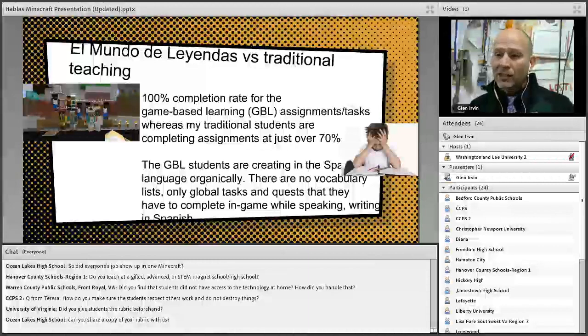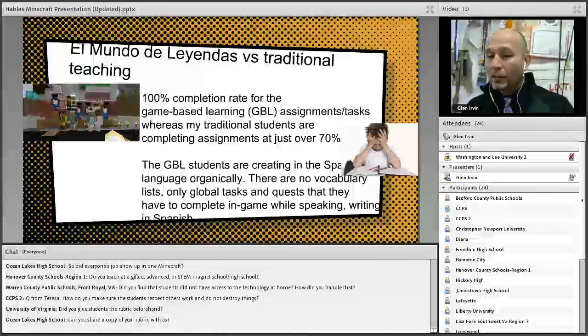I've done this exact same activity now. This would have been my 4th year doing it. So I've done it over 3 years. And this is always the case. Students are passionate about it and they do their stuff. And they don't think of it as work. They think of it as part of playing the game. My traditional students turn in just over 70% of their assignments, which is still fantastic, but 100% versus 70%, that's a big discrepancy there.